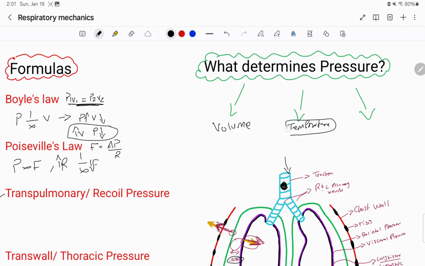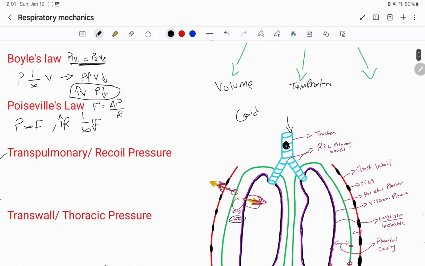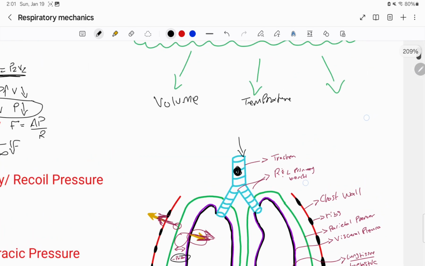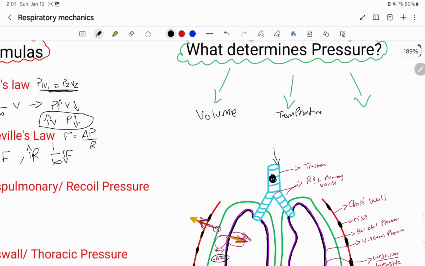I'm not going to talk too much about pressure as regards to temperature because it's a giant wormhole to go down, and you can easily do a whole other video on it. But generally, for example, if it is cold outside, the lung has to work a little bit harder, meaning create a bigger pressure gradient to bring in that air, generally speaking. But I'm not going to cover it too much.